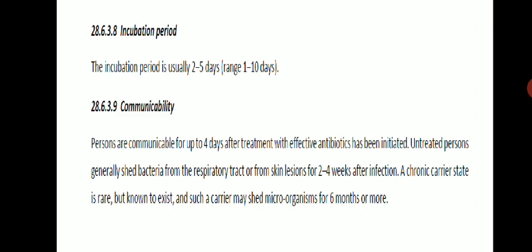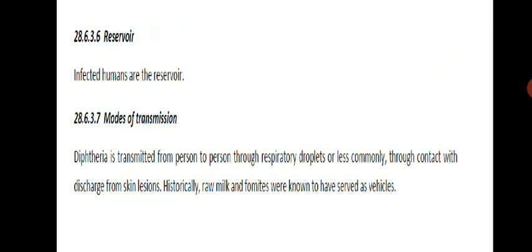So, modes of transmission. Diphtheria is transmitted from person to person through respiratory droplets, or less commonly through contact with discharge from skin lesions, and historically raw milk and fomites were known to serve as vehicles. Okay, so basically this disease is transferred from person to person, and raw milk also contains diphtheria bacillus.